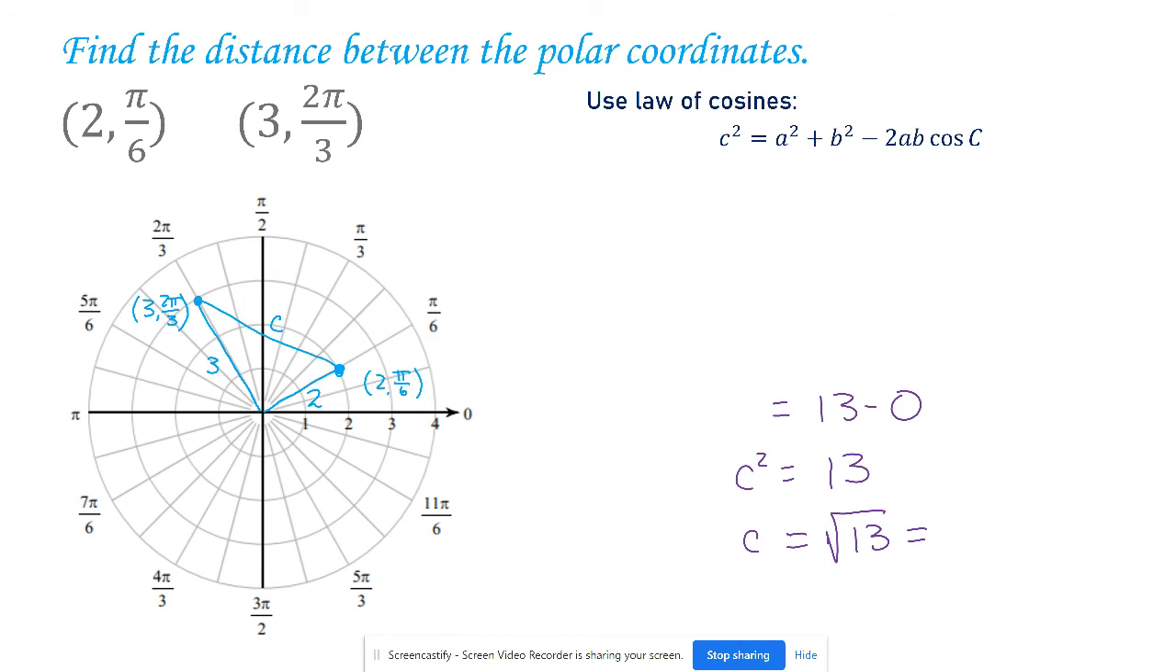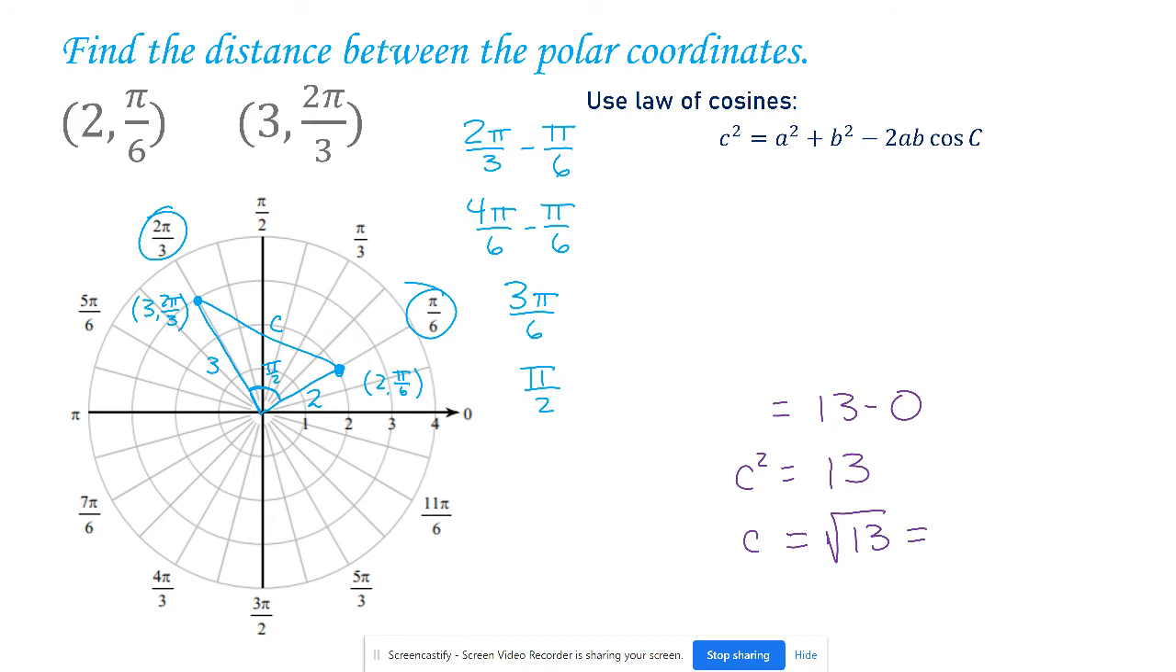And then I also can figure out this angle here. The way I can figure out the angle is I can subtract the two angles in my polar coordinates, because I know this angle is going to be the difference between 2 pi over 3 and pi over 6. So I'm just going to subtract those. Find a common denominator. It's going to be 6. So this becomes 4 pi over 6. I'm going to subtract those. I'm going to get 3 pi over 6, which will simplify to pi over 2. So my angle here is pi over 2.